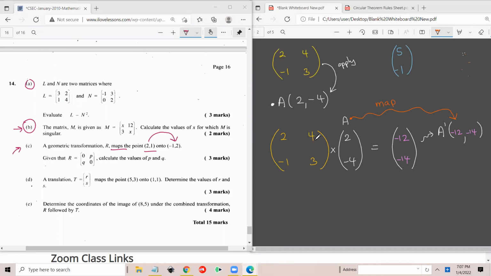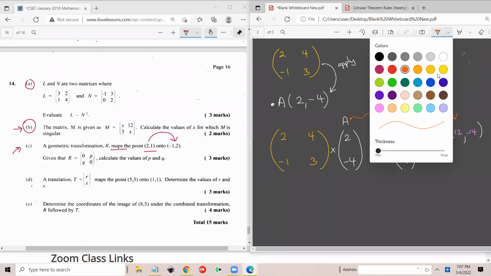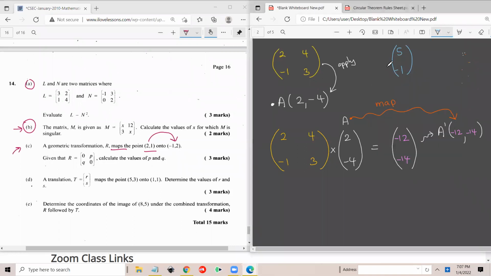Let's change up the question a little bit now. How about we apply the blue matrix to the point A? So we're going to apply the blue matrix to the point A. How is this going to be different? The orange matrix has 4 numbers. The blue matrix only has 2 numbers. Whenever your matrix has 2 numbers, when it's time to apply it, you do not multiply it.